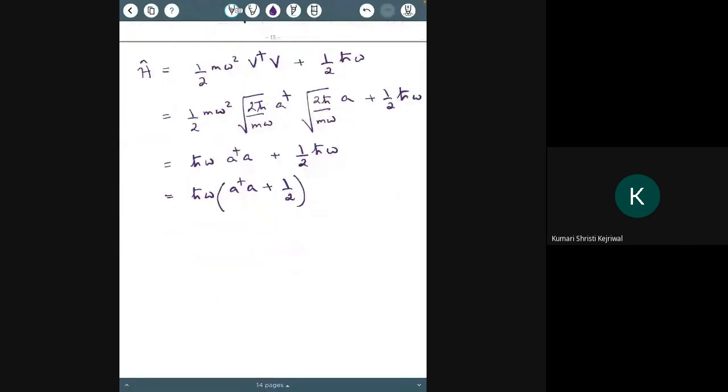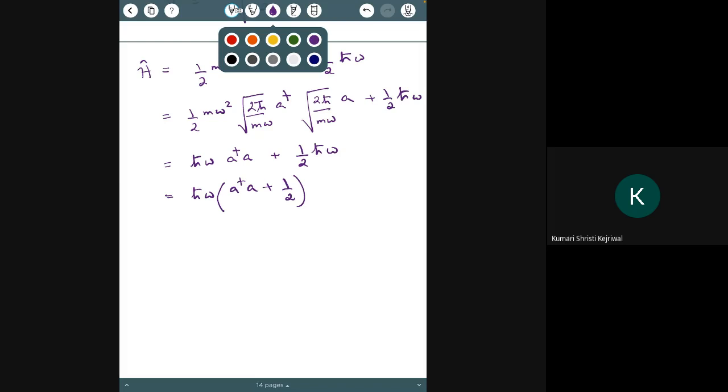Now we need to know how to solve my Schrodinger equation with the help of a and a dagger. So to do that, what do we need to know? We need to know what the action of a on psi is, right? If you want to evaluate H psi, and H contains a and a dagger, we need to know what a psi and a dagger psi look like.